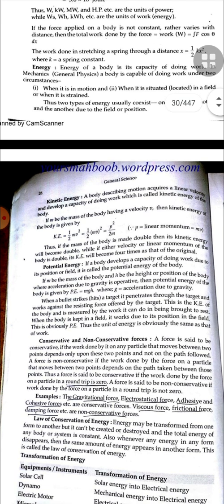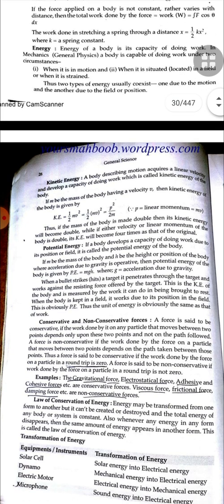Potential energy. If the body develops a capacity of doing work due to its position or field, it is called the potential energy of the body. If m be the mass of the body and h be the height or position of the body where acceleration due to gravity is operative, then the potential energy of the body PE is equal to mgh, where g is equal to acceleration due to gravity.